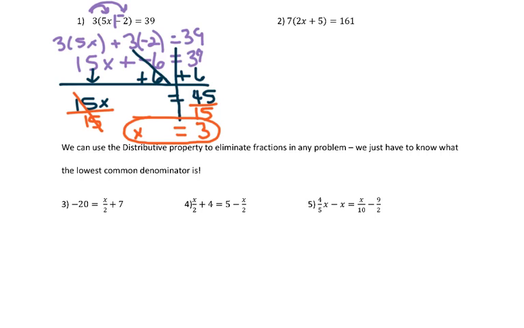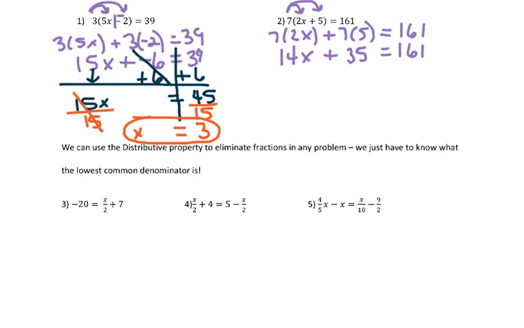Moving on to number 2, I'm going to distribute the 7 to both numbers inside the parentheses. So I have 7 times 2x plus 7 times 5 equals 161. 7 times 2x is 14x. Plus 7 times 5 is 35, and that equals 161.